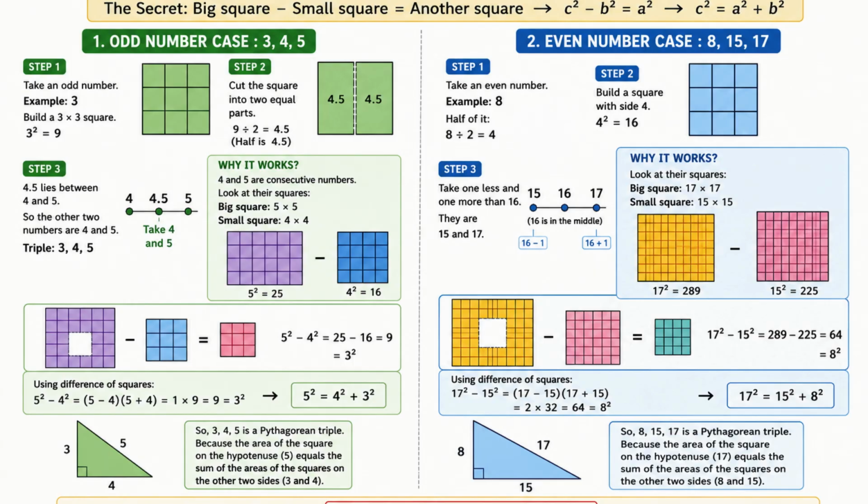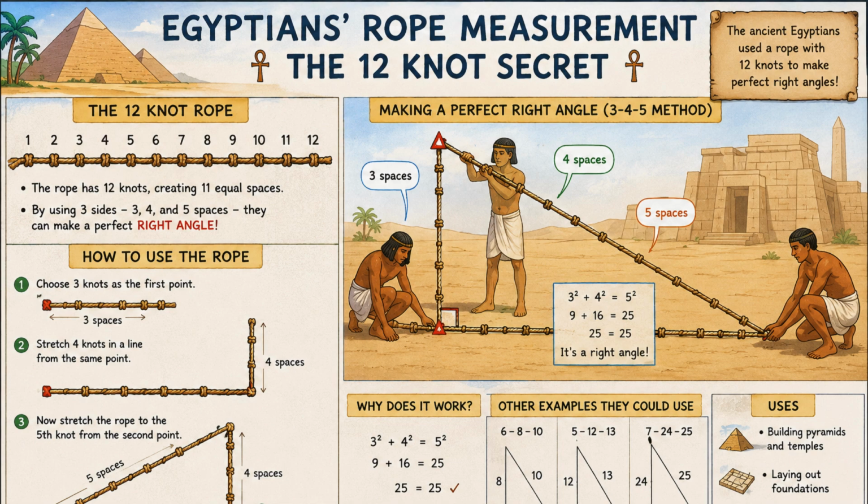They could create accurate right angles. This helped them build fields, walls, temples, and monuments. The hidden secret. Then they discovered something amazing.